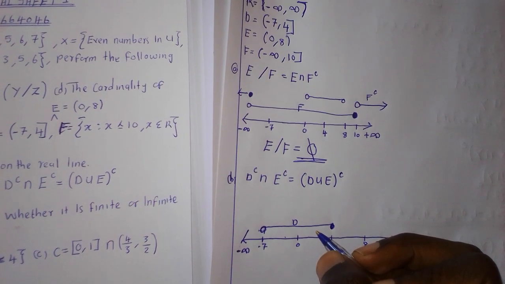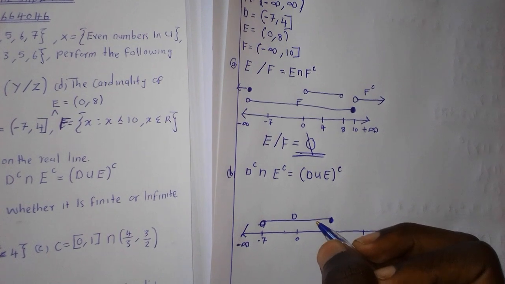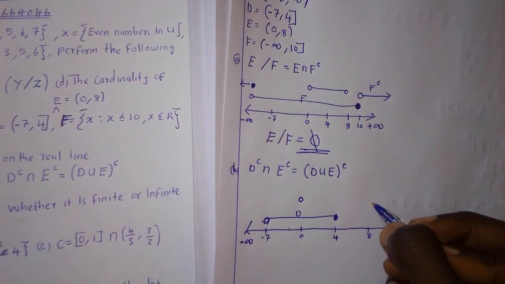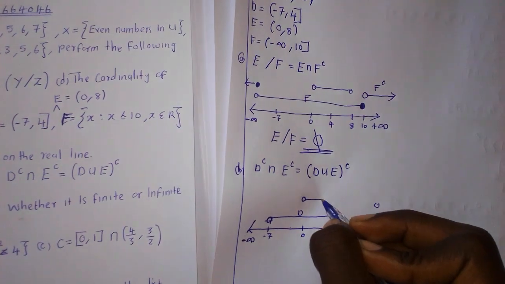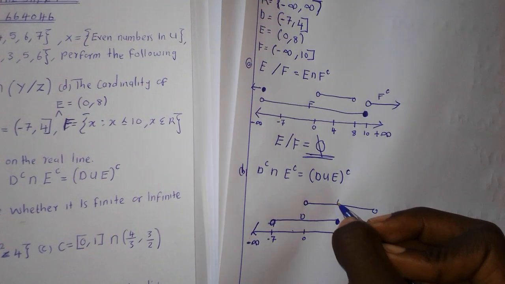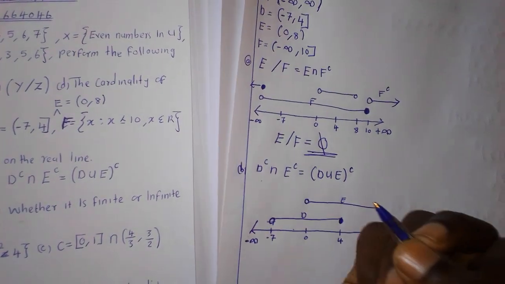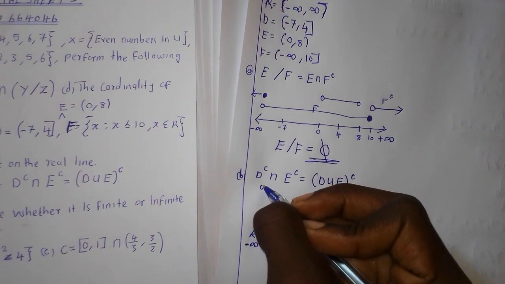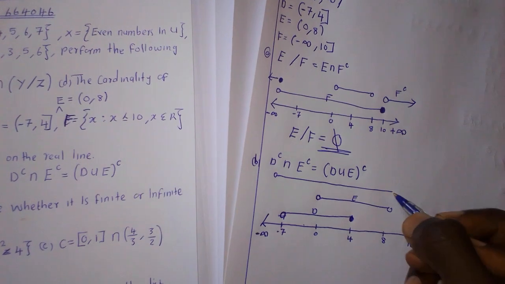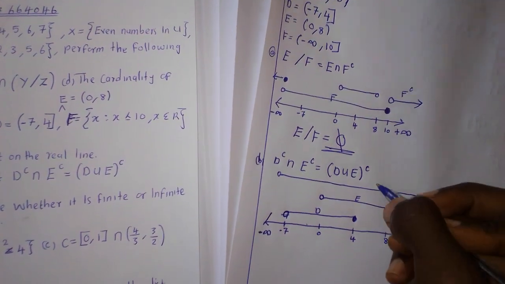Then I'm going to write E. Now E is coming from 0, so open circle up to 8, open circle like this. Then I'm going to label this one as E. Then I'm going to label F. F is coming from negative infinity and it's going to some point where there is 10. So we can name this one as F.